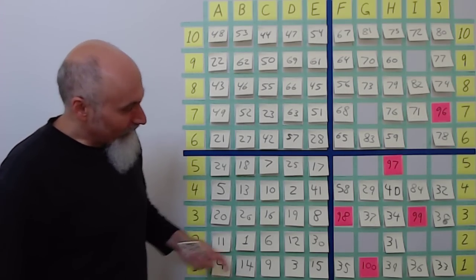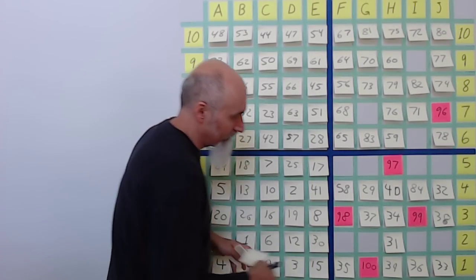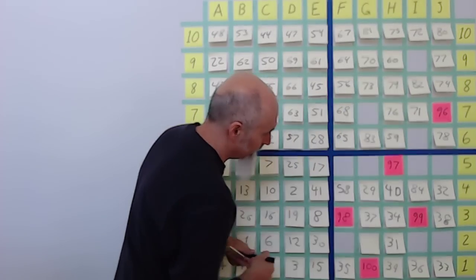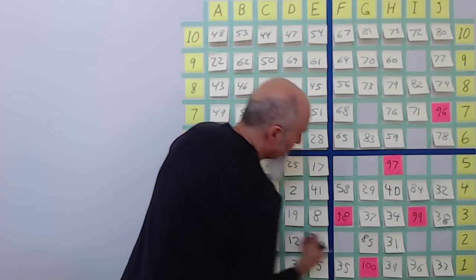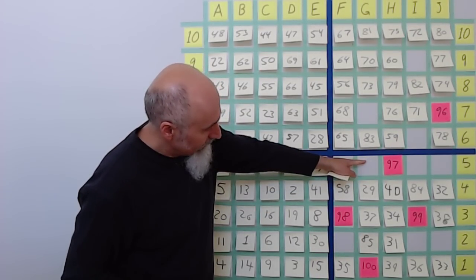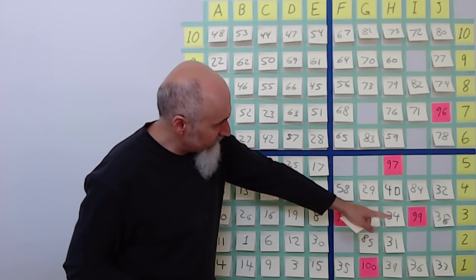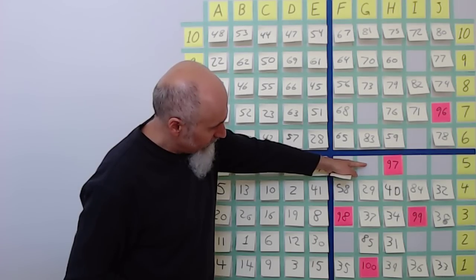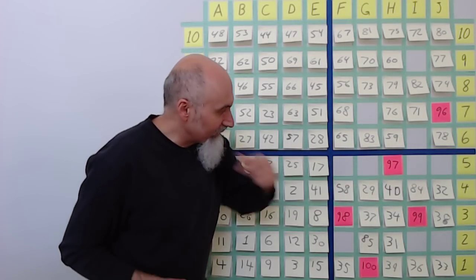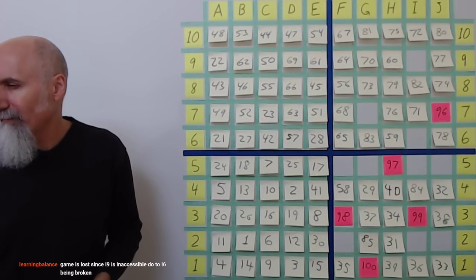What do we got? We're at 84. We got one choice, 85. 85's got to be here. No choice there. 85. Let's see where this takes us. If this is 85, we got this for 86, 87, 88, and we're stuck. 85, 86, 87, 88. And then we're gonna hit the 99. I don't think we can get to 100, that's for sure. Game is lost since I9 is inaccessible due to I6 being broken.